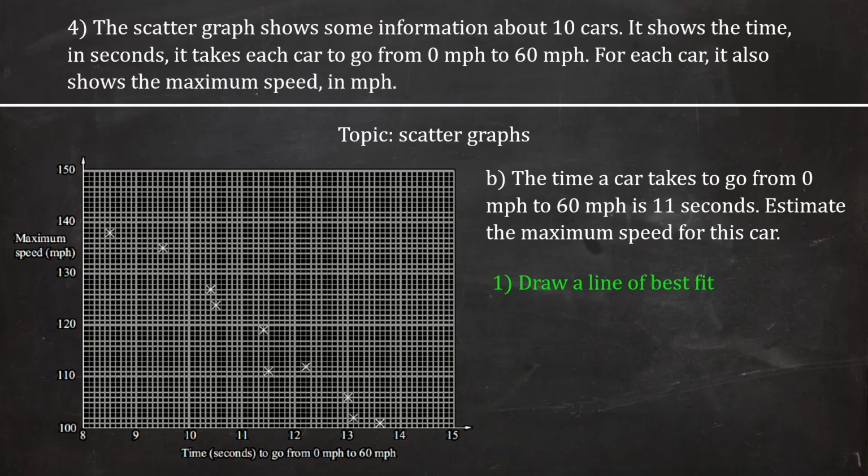First thing you need to do is draw a line of best fit. This is not optional. It doesn't need to be perfect, just try to make it so that you have roughly the same amount of points on each side of the line. Mine is over here, it is not perfect, but it really doesn't have to be. Then we're going to estimate for 11 seconds. The way that we do that is we take 11 seconds from time, we go up to the line of best fit, then we go across from it to the other axis.